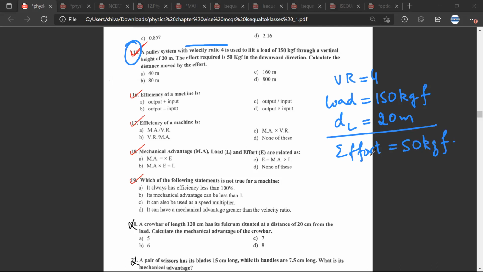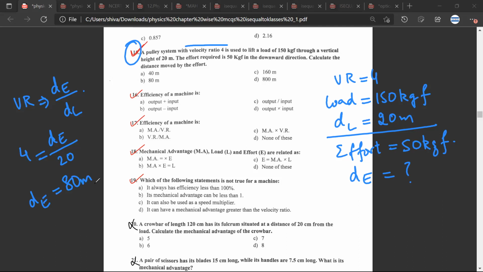Now, calculate the distance moved by the effort. VR is given and DL is given. So VR is equal to DE upon DL. Therefore, 4 is equal to DE upon 20. Is it correct? Yes, sir. So it would be B.